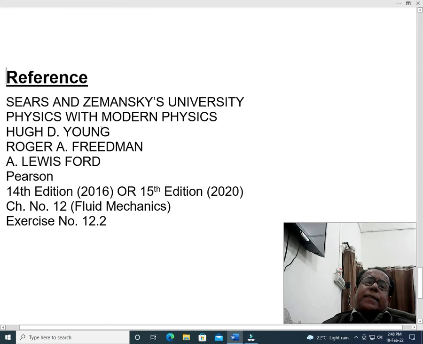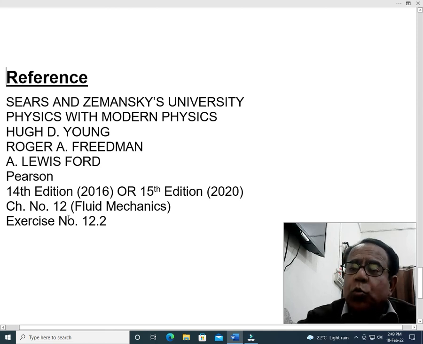Now we come towards the reference book from where we have chosen our problem. The reference book is Sears and Zemansky's University Physics with Modern Physics. Its authors are Hugh D. Young, Roger A. Freedman, and A. Lewis Ford. Its publisher is Pearson, and its 14th edition 2016 or 15th edition 2020 has been followed. Here chapter number 12, titled Fluid Mechanics, is our relevant chapter, and this problem is enumerated as problem 12.2 of this chapter, and this is the end of our problem.